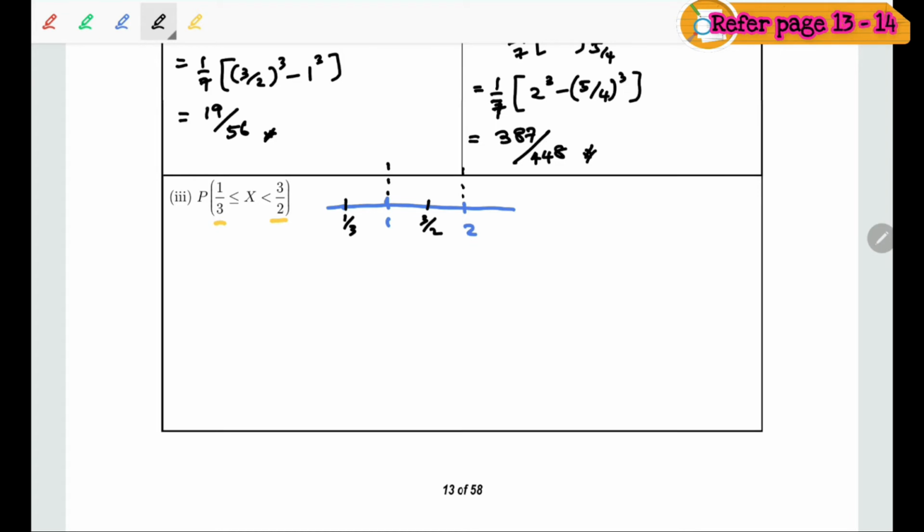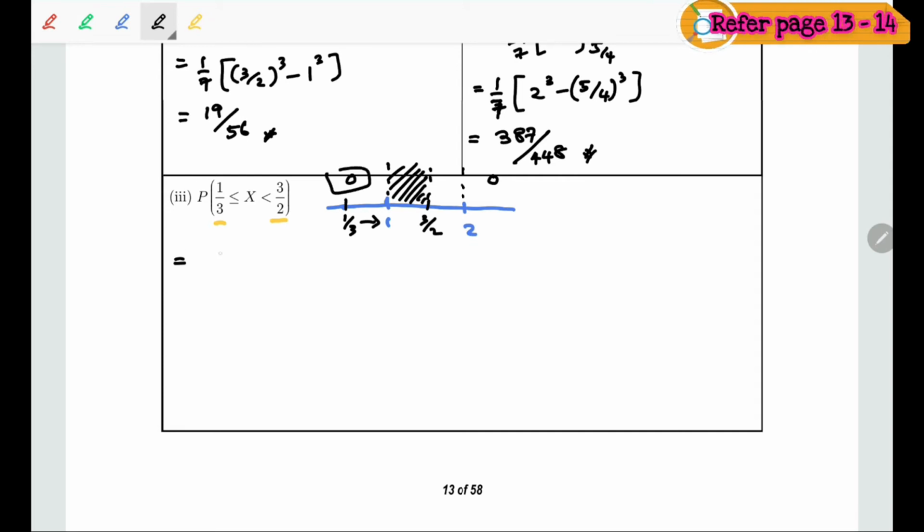The non-zero function is only located from 1 until 2 and 0 otherwise. So for this area it should be the 0 function, and this part also should be the 0 function. So we have to find the probability, which represents the area under the curve. That means the area is only bounded by this part. From 1 over 3 until 1, there will be no area bounded here since it's represented by the 0 function.